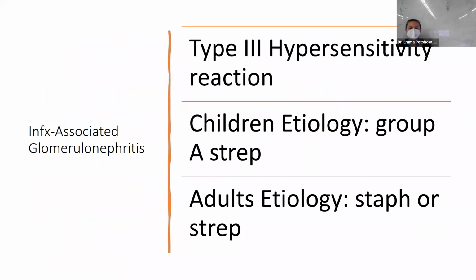For infection-associated glomerulonephritis, the three things I want you to know about it: it's a type 3 hypersensitivity reaction. In children, group A strep is your most common etiology. In adults, it can be staph or group A strep. If you remember those three things, you're going to be fine.